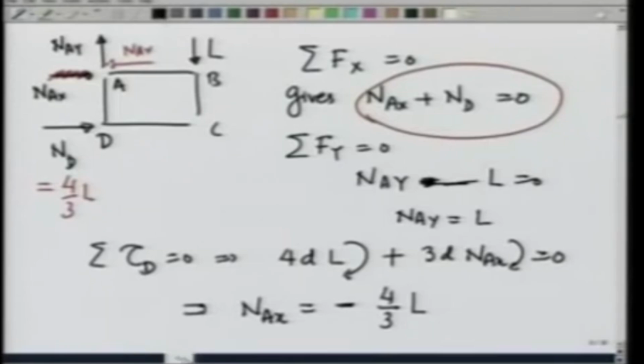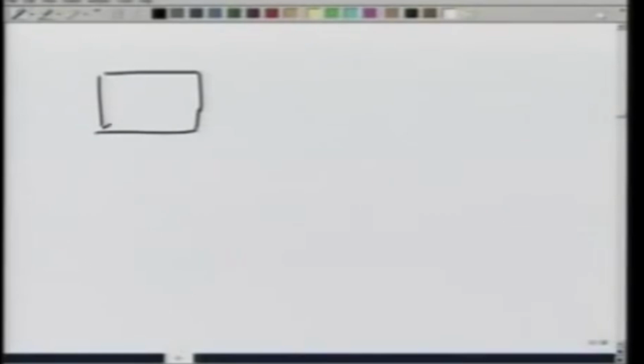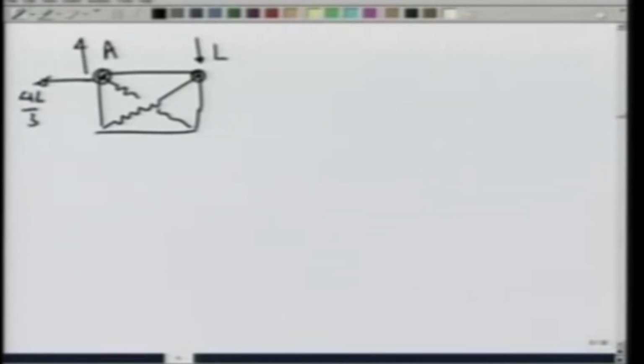So, now we know the external forces in the system. What we have is L here at point C; at point A, a force acting towards the left, 4L by 3, and a force acting vertically up, L. I have a force acting on this joint in this direction, 4L by 3, and I want to calculate other forces. This is point C, this is point D.